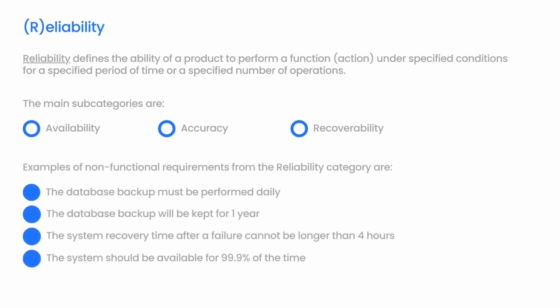Examples of non-functional requirements from the reliability category are: the database backup must be performed daily. The database backup will be kept for 1 year. The system recovery time after a failure cannot be longer than 4 hours. The system should be available for 99.9% of the time.